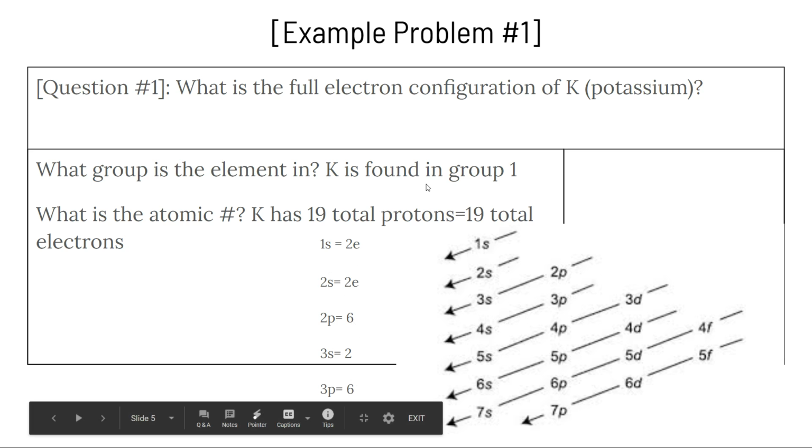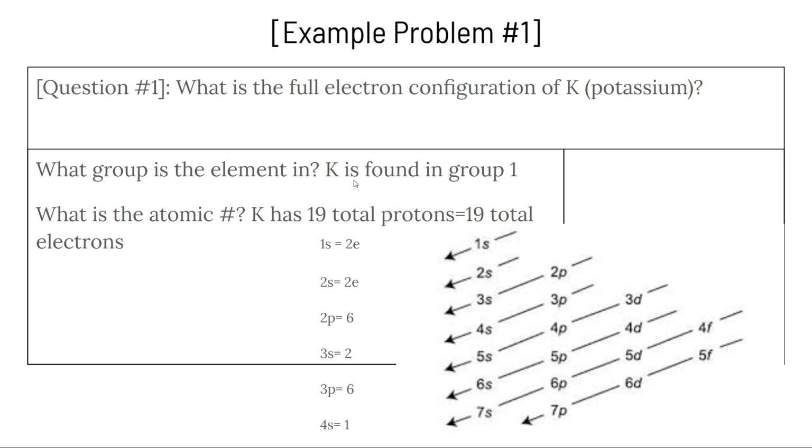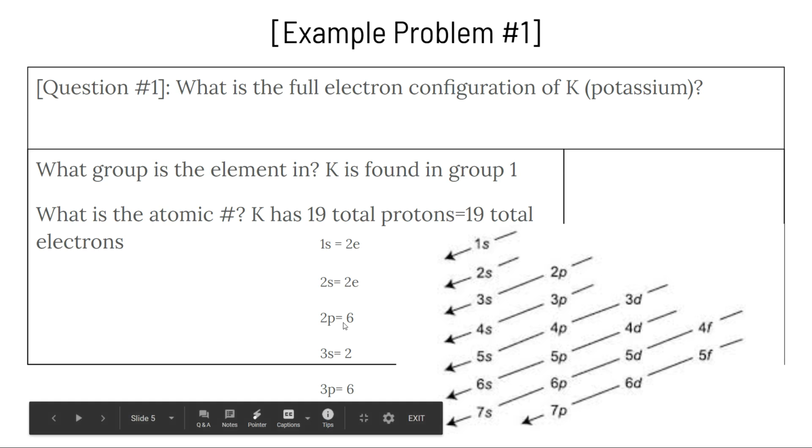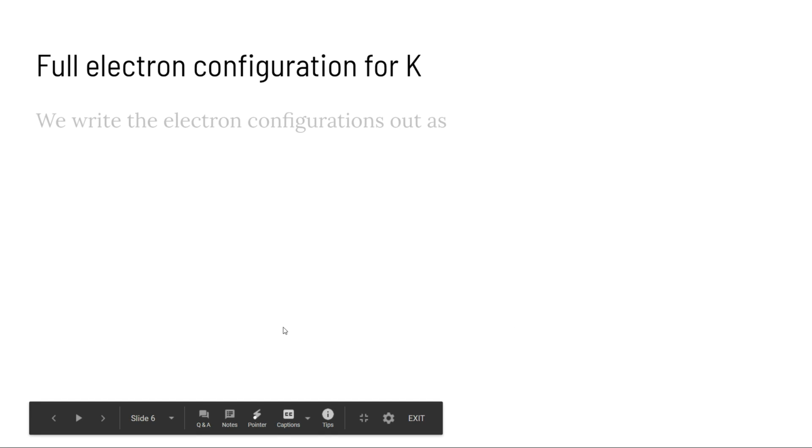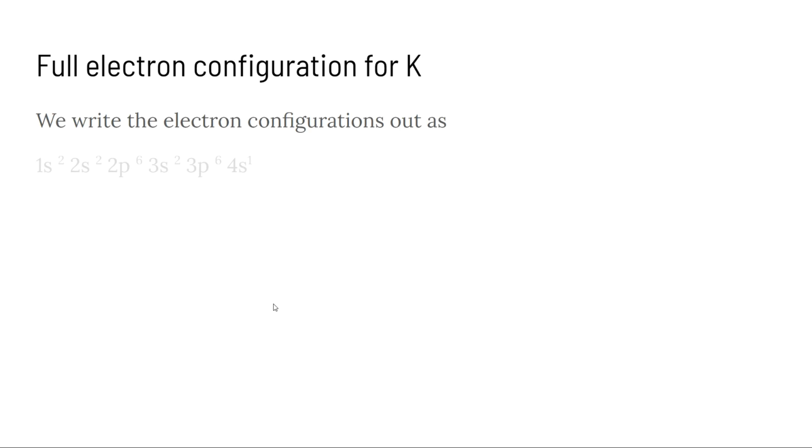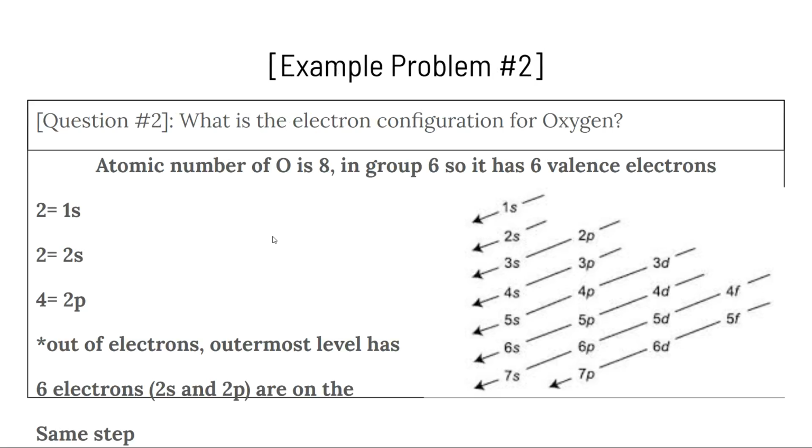And I know that potassium is found in group 1, so it should have only 1 electron in the outermost energy level. That outermost energy level is 4s. So writing out the full electron configuration for potassium, it is 1s2, 2s2, 2p6, 3s2, 3p6, 4s1. 4s is my outermost level. It has 1 valence electron.